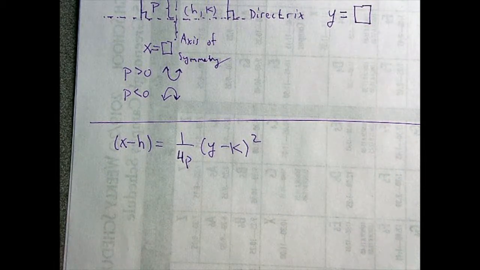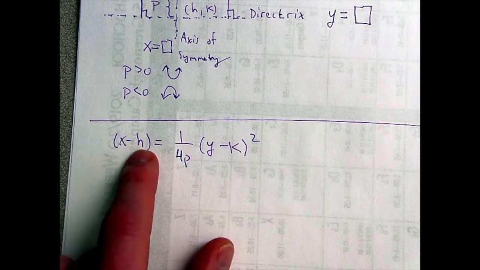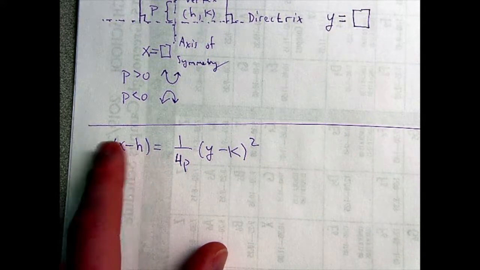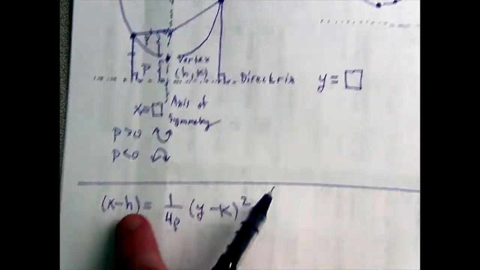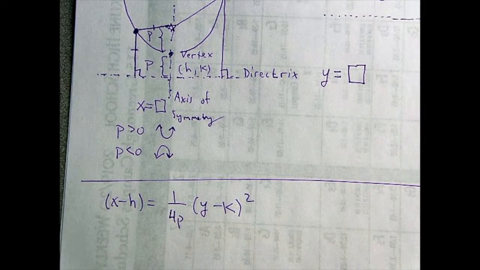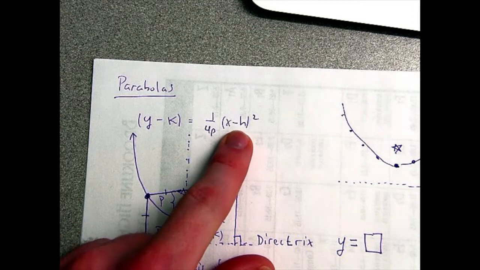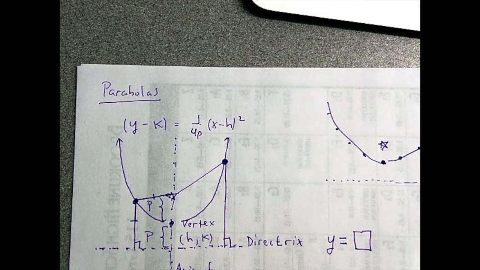Notice, by the way, that regardless of where x appears, h is always the thing associated with x, right? It's x minus h right here. It doesn't matter whether x appears second or first. h is always the number being subtracted from x. Keep that in mind, because a lot of times students think h is the thing that appears first. Well, in this equation, it's not. Here, h is the thing that appears on the right-hand side of the equation. Just remember that h is always associated with x, and k is always associated with y, regardless of where those variables appear.